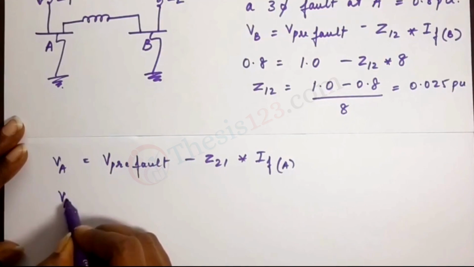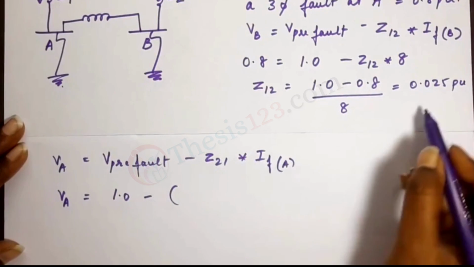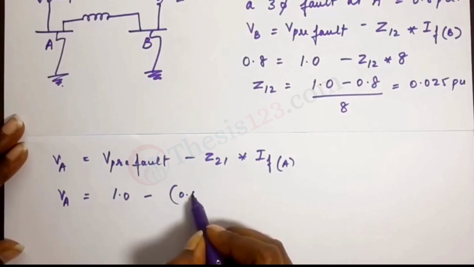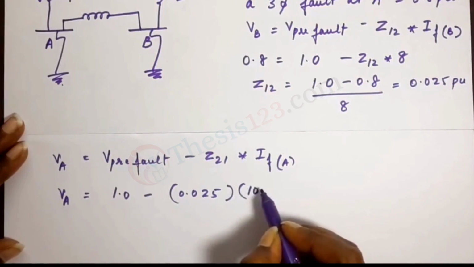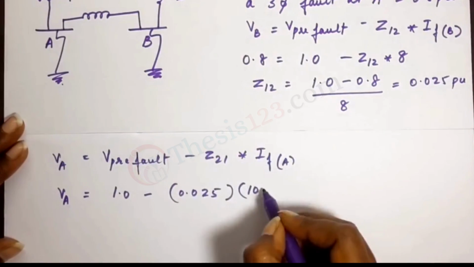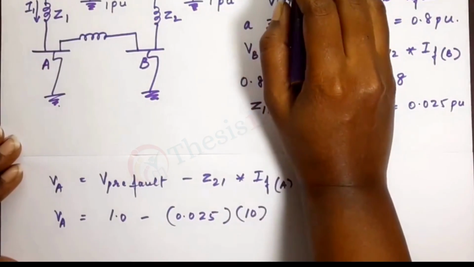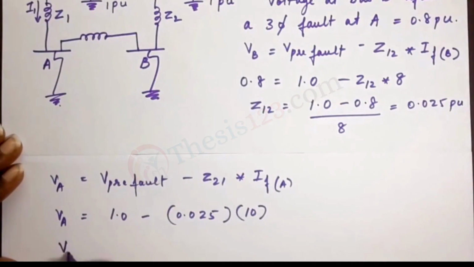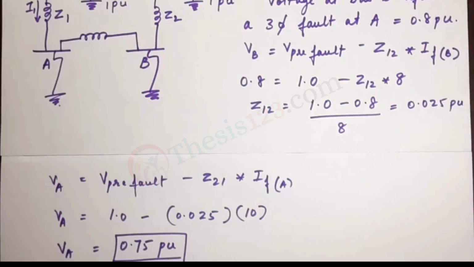So we need to find VA. So 1 minus 0.025 times 10. 10 is what is given in the question, 10 pu. Okay, so let's solve. We'll get 0.75 pu. So the answer here is 0.75. I hope this has helped.